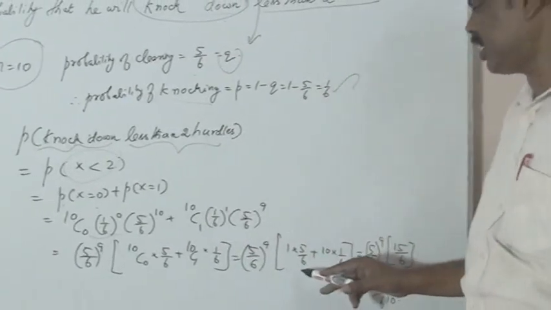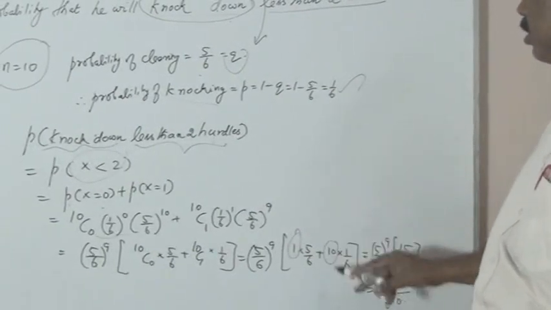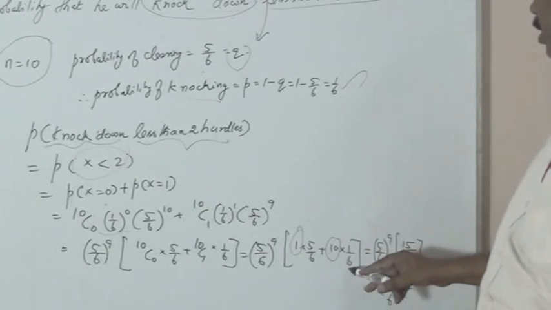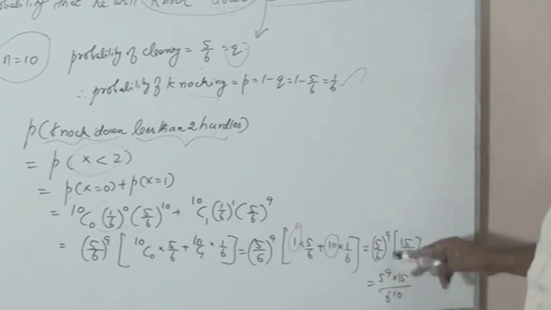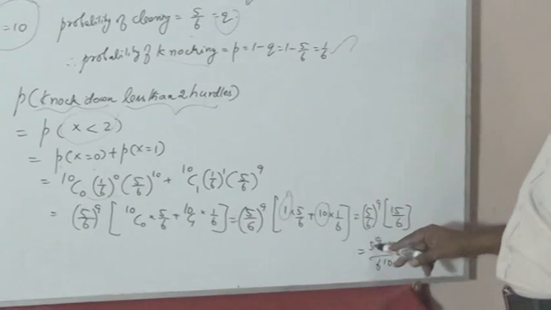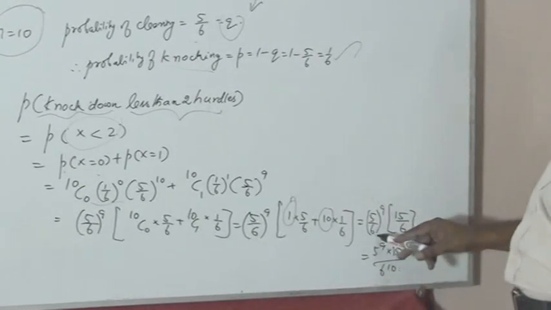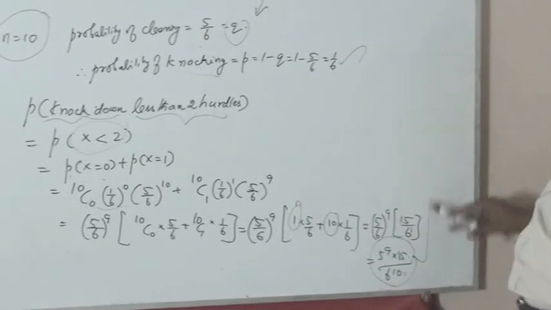So here 10C0 is 1, and 10C1 is 10. Therefore, 5 by 6 plus 10 by 6 gives you 15 by 6 into 5 by 6 the whole power 9. Therefore, we can rewrite this as 5 power 9 by 6 power 10 into 15. So here 6 power 9 is there, 6 power 1 is here, therefore 6 power 10. So this is the required probability.